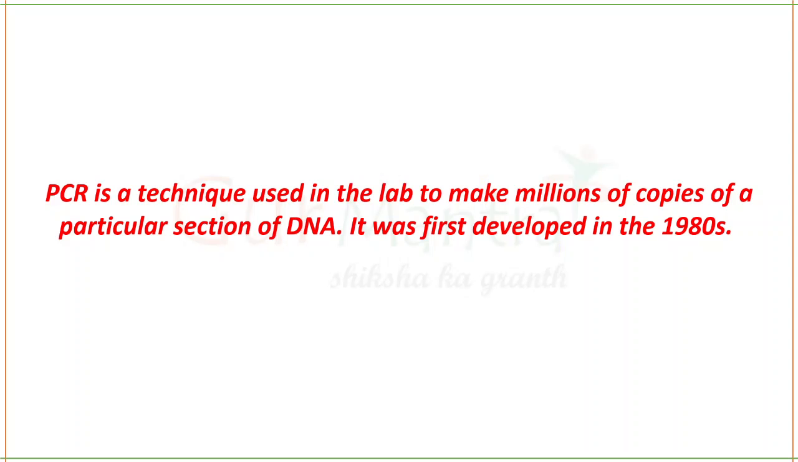So PCR is a technique that is used in the lab to make millions of copies of a particular section of DNA. So what is PCR? It is basically polymerase chain reaction. The full form of PCR is polymerase chain reaction. This technique is used to make multiple copies, even millions of copies, of a particular section of DNA. The main purpose of this technique is to produce a large quantity of the same DNA, similar to cloning.